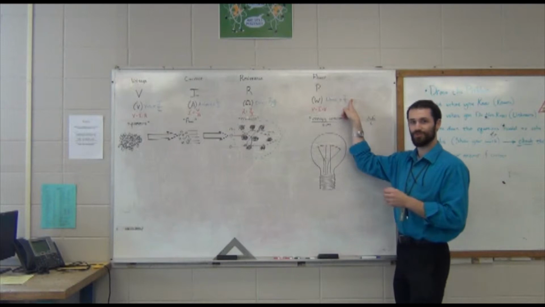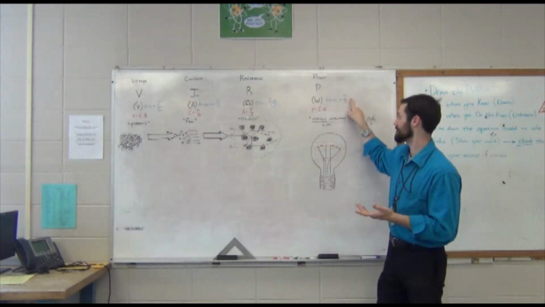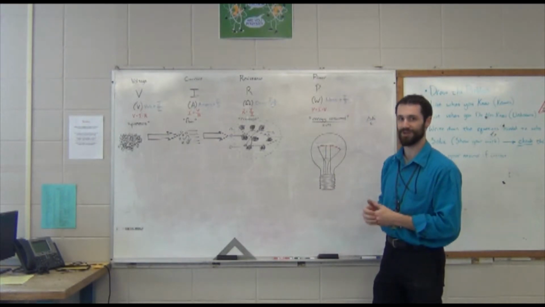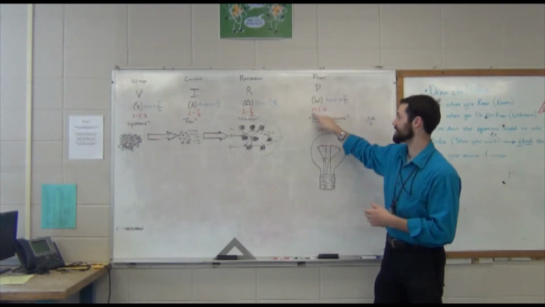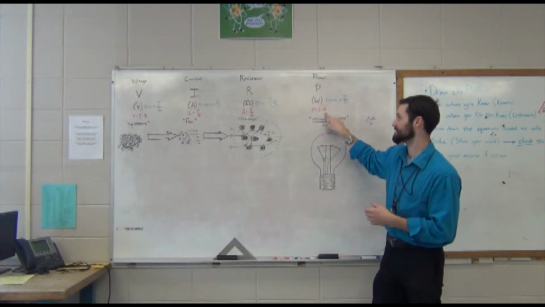A watt is a joule per second, so it's the amount of energy consumed per second. So the joule is energy, second is time. That's pretty self-explanatory there. And then you can see how Watt's law for determining the power is equal to the current times the voltage.